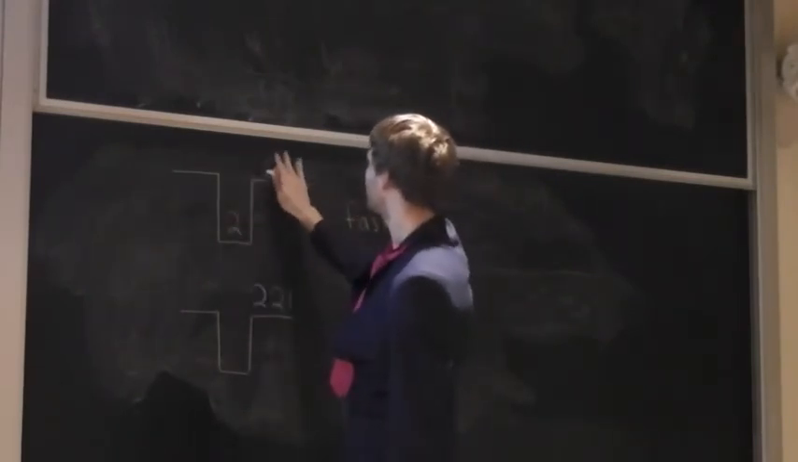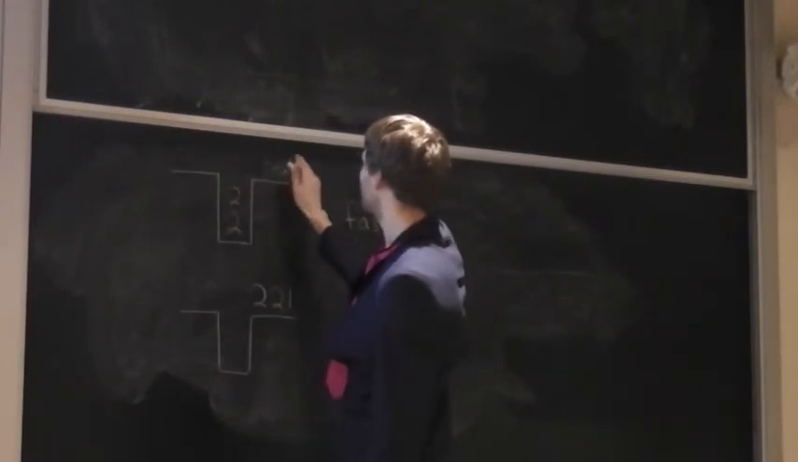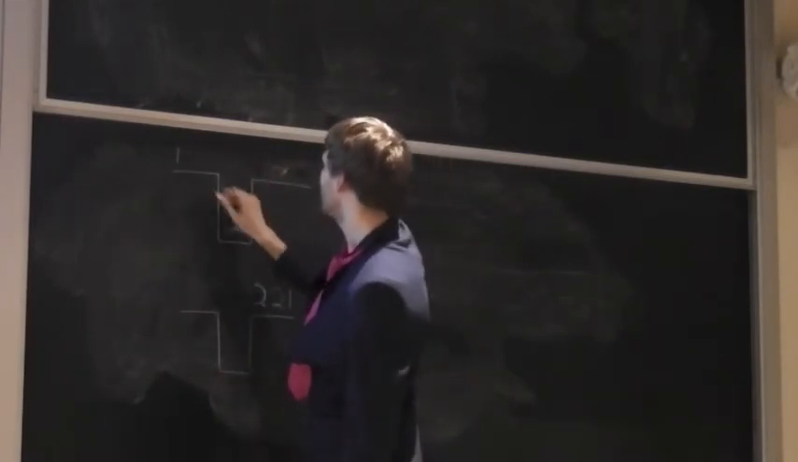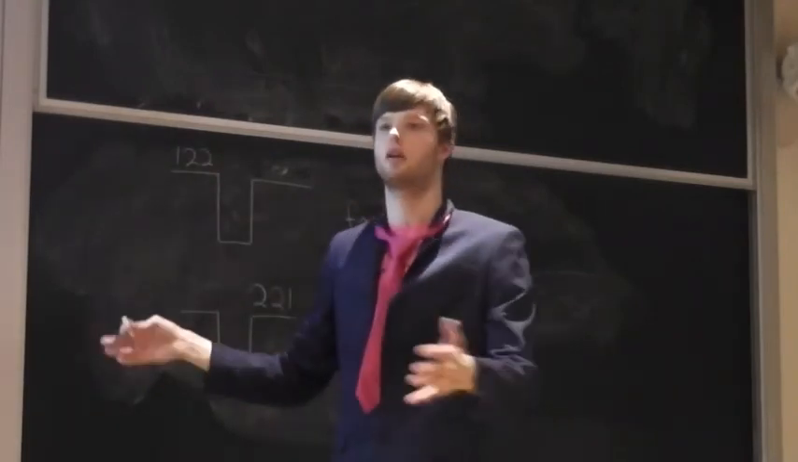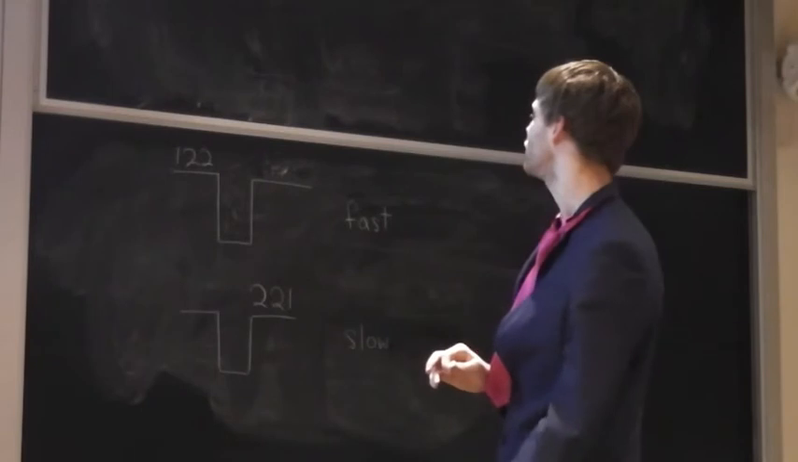And now this 2 can sit on top of the other 2. And now this 1 can sit on top. And now the 1 comes out, and now the 2 comes out, and now the 2 comes out, and we get 1, 2, 2, and that's non-decreasing, and so we're done. It only took 1 iteration to get to the non-decreasing word.